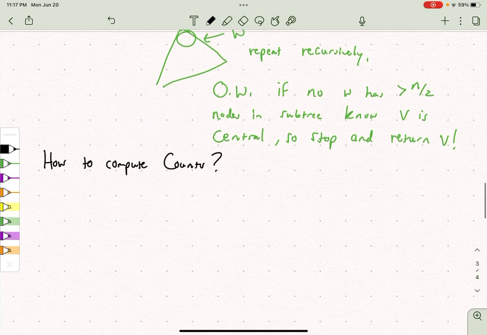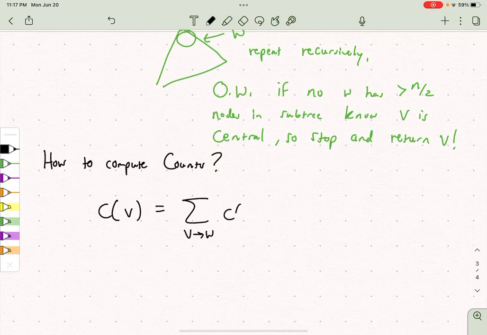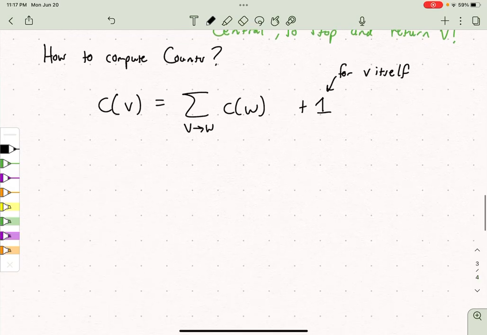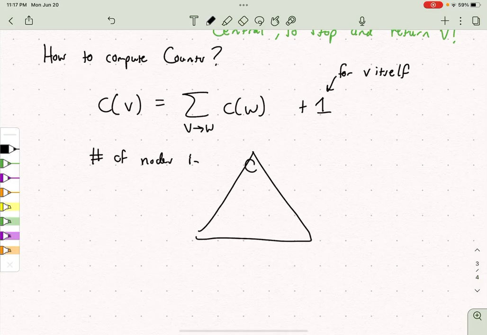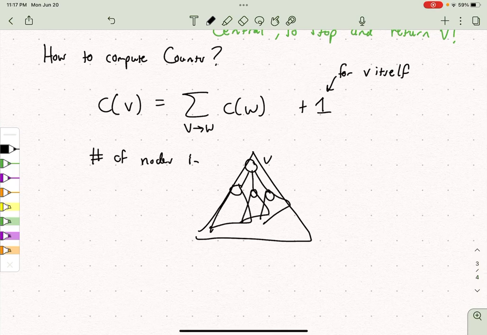Well, we can do the following process. So the count for any node v is really just the sum over each child, v to w, of the count of w, plus 1 for v itself. So pictorially, the number of nodes in a subtree that looks like this, well, this is just 1 for v plus the counts of all the smaller trees. So we can compute this recursively.